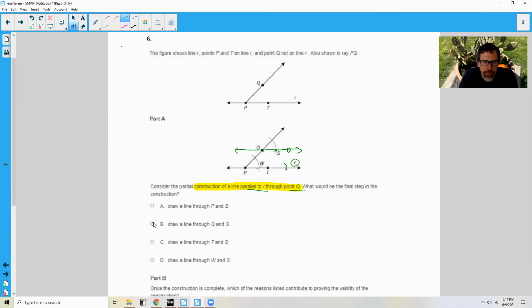Yes. I'll just go through each scenario. Draw a line through T and S. No. Draw a line through W and S. No. That would be parallel to ray PQ. Okay, so the answer is B.